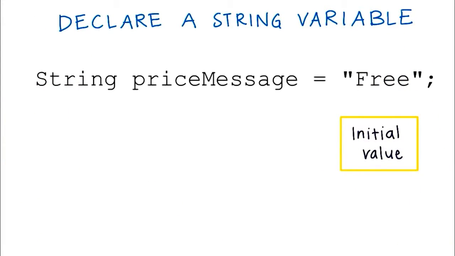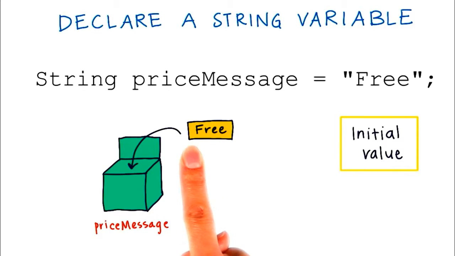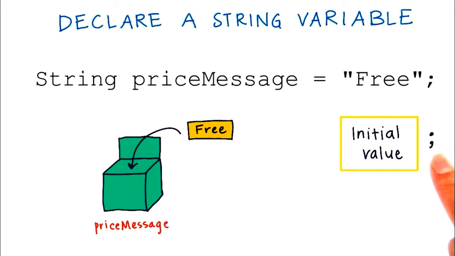This is called a string literal because a literal has a fixed value. We first heard about literals when we were learning about integer variables. A fixed value like 2 or 5 or 10 are all integer literal values because they don't change, as opposed to a variable which does change. Going back to our box analogy, the value free would go inside this variable. And last but not least, we also have a semicolon at the end of the statement.